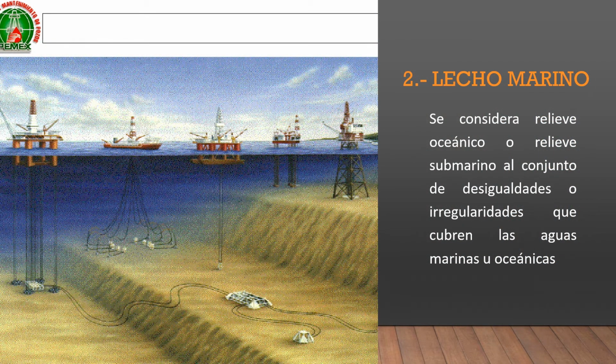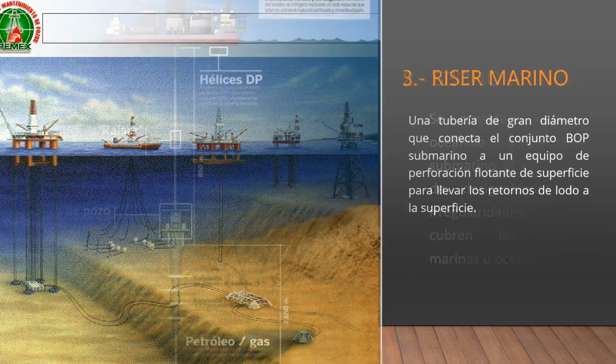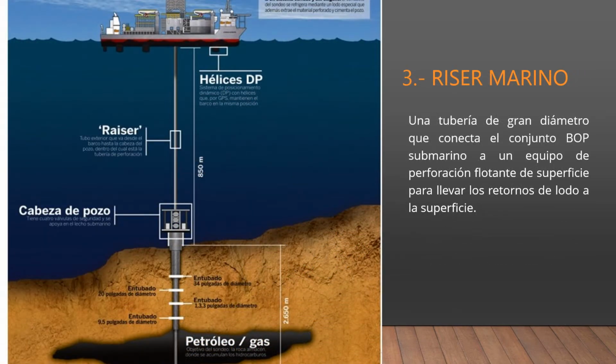The seafloor is all that the ocean water contains. The marine riser is a pipe that we connect to the blowout preventer because we want the mud to return to the surface and not mix with the sand.